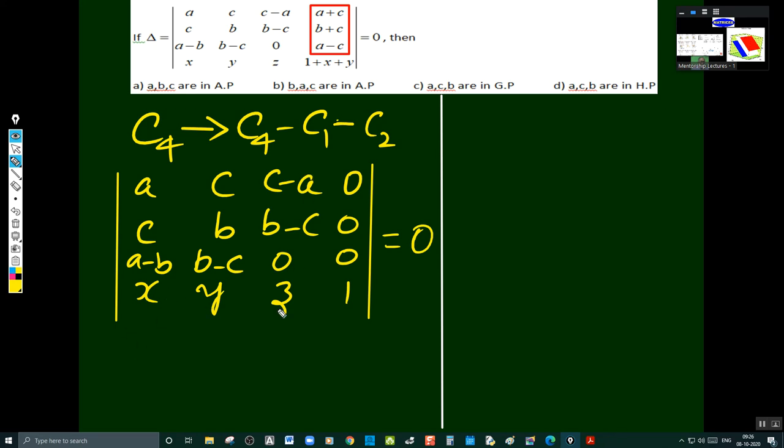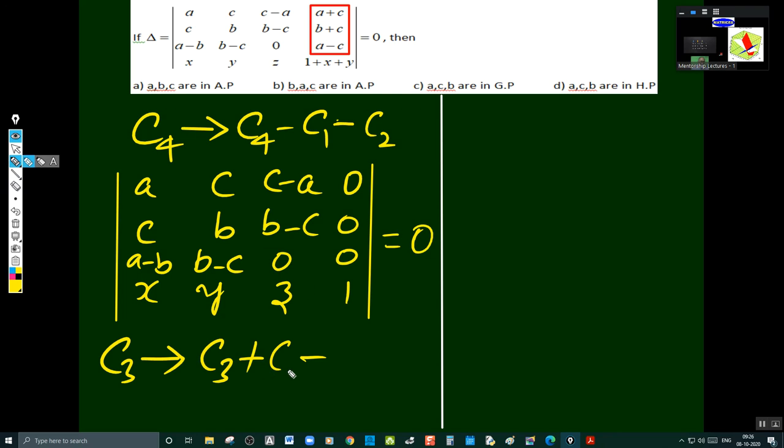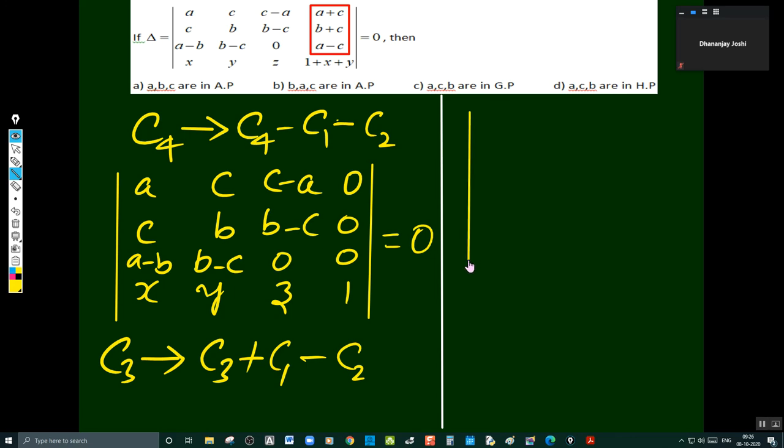Let us apply. You mean to say, Dhananjay, C3 we have to change? Yes, C3 changes to C3 plus C2 minus A plus A minus C1, just a moment. C3 plus C1 minus C2, is it what you're saying? Yes, sir. Let us see that, so that you can get the answer directly.